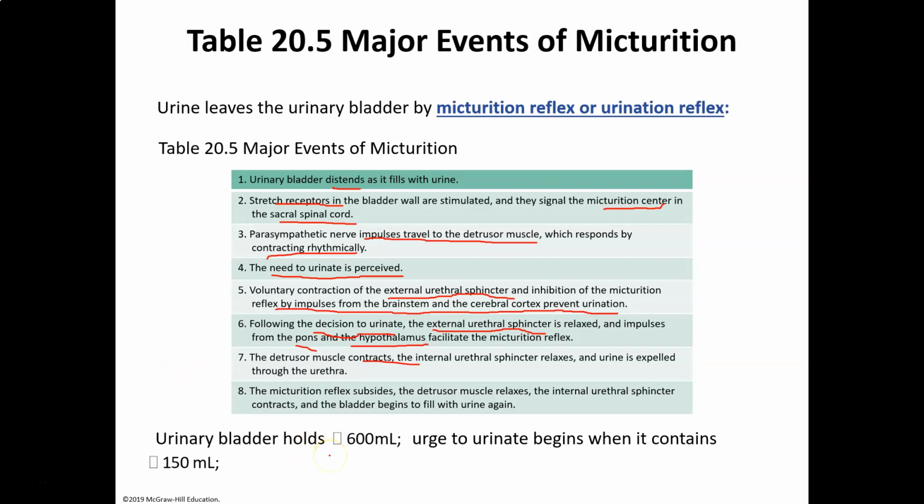This is amazing to me. Urinary bladder holds 600 milliliters. That is more than 2 cups of urine. That's a lot of urine. But the urge to urinate begins at about 150 milliliters. But 600 milliliters, that's a fantastic amount of urine. Please don't try to make your bladder hold that much. That's a lot of fluid.